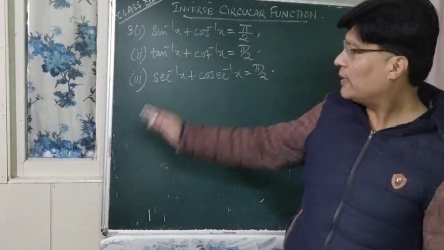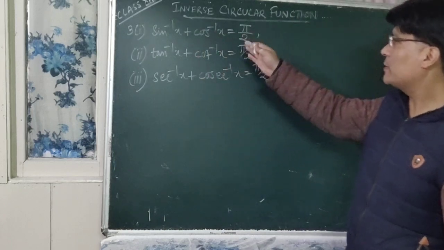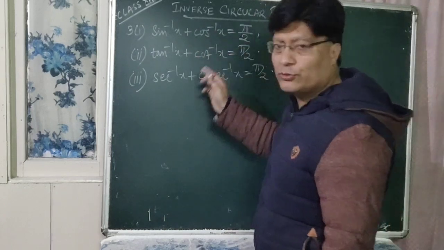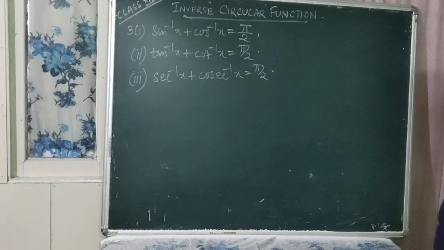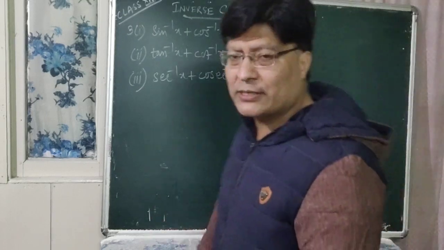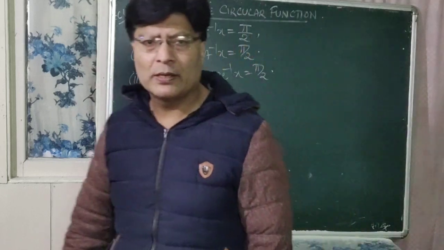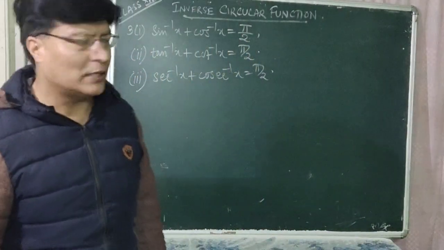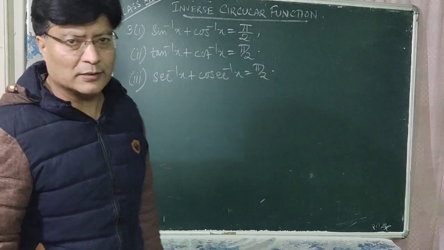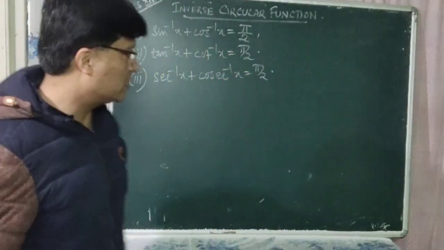यो पनि तिमीलाई याद गर्नुपर्छ. That is sin inverse x plus cos inverse x भनेको के रहेछ? Pi by 2. अनि tan inverse x plus cot inverse x भनेको कति हो? Pi by 2. अनि sec inverse x plus cosec inverse x is equal to pi by 2. त यसको पनि प्रुफ छ. There is a proof. So let us prove it. Okay.